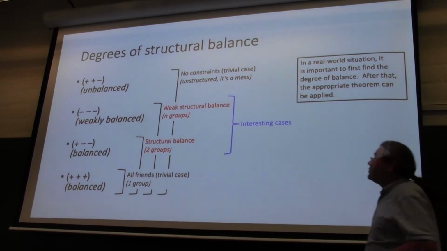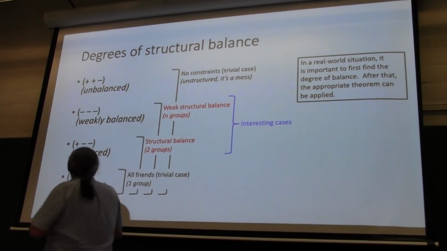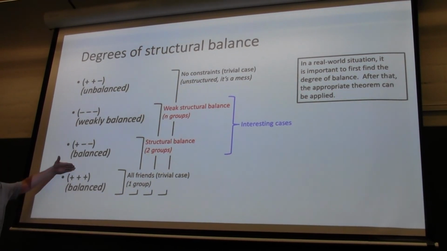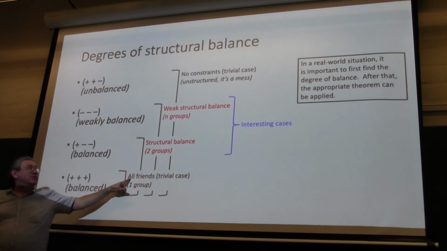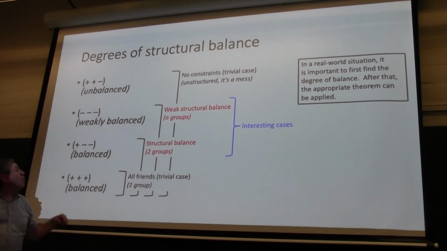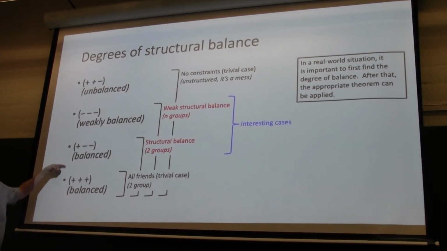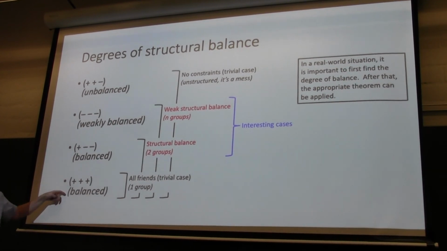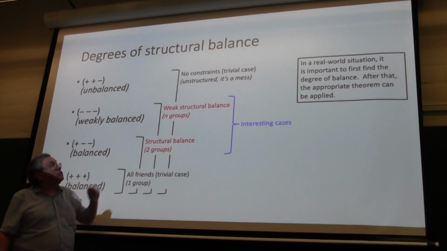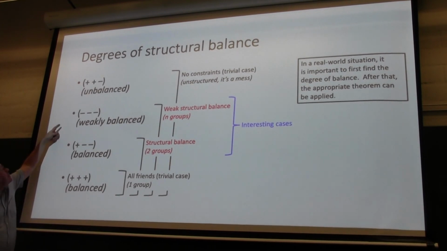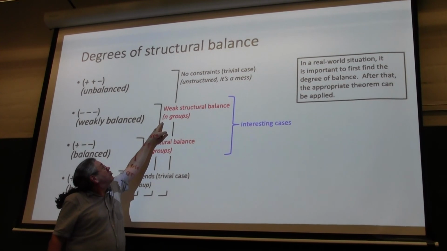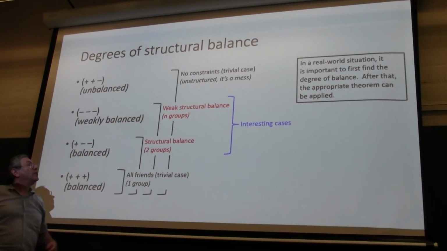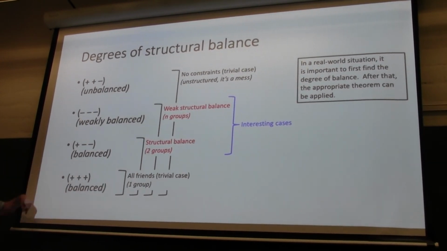So these are the four kinds of triangles. There's four situations. Either I have only this one, everybody's friends. That's trivial, I have one group. Or I have these two. That's what I call structural balance. Then I have two groups. Or I have these three. Then it's what I call weak structural balance. Then I have n groups. Or I can have all four, and then I don't know anything, okay?